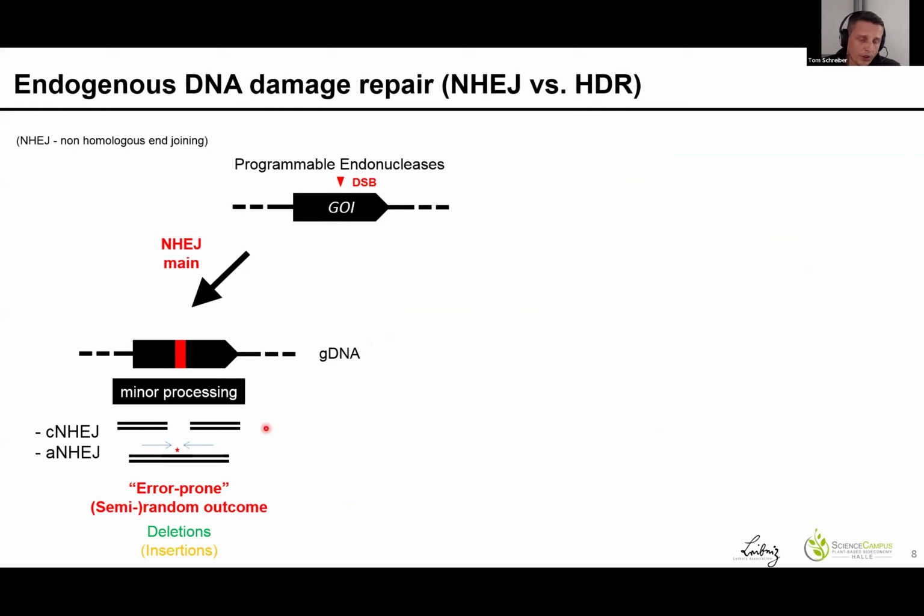It allows minor processing, and if there is processing, you will end up with some mutations here. You cannot really control the outcome. That's why this pathway is considered to be error prone, and it's perfectly fine for making knockouts. But if you want to have a desired edit, it's not suitable to use this pathway.